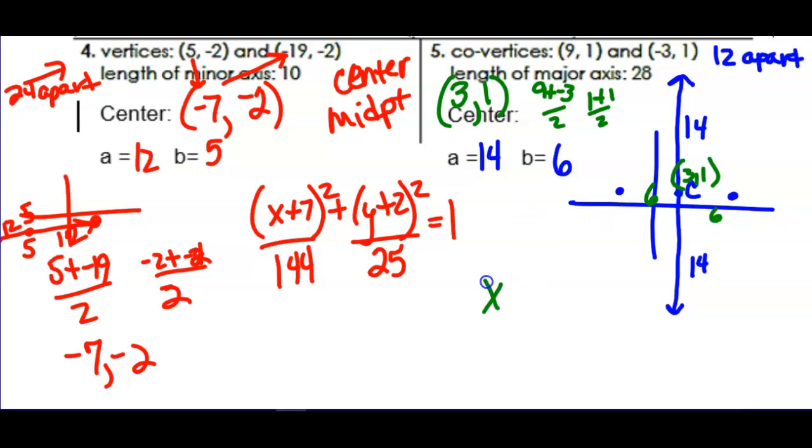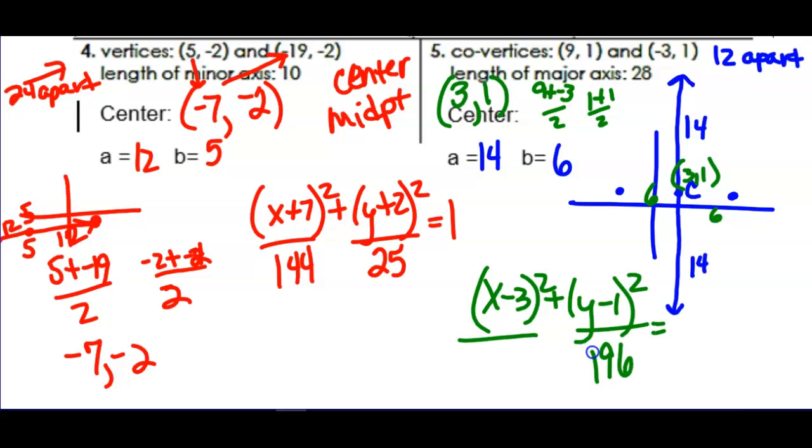All right, so we have x minus 3 squared, y minus 1 squared. The 14 is in the y direction, so under here goes 14 squared, which is 196. In the x direction, we went 6 each way, so there's a 36 under here. Okay, those are tricky, but we'll practice some more in a meet.